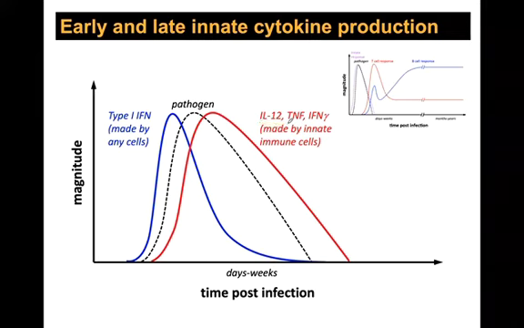Now, when we draw this, if you look back at our reference, this purple line going up and down is a composite of these two things, right? They're overlapping. Earlier you get mostly type 1 interferons in the first hours after infection, whereas later you get production of IL-12 and TNF that are going to shape the adaptive response.